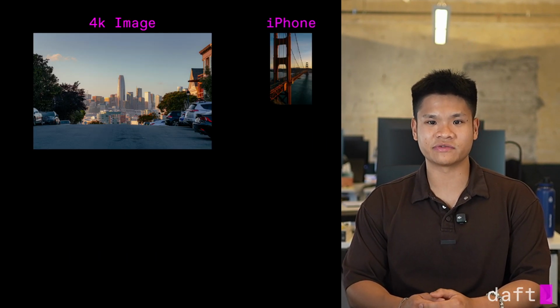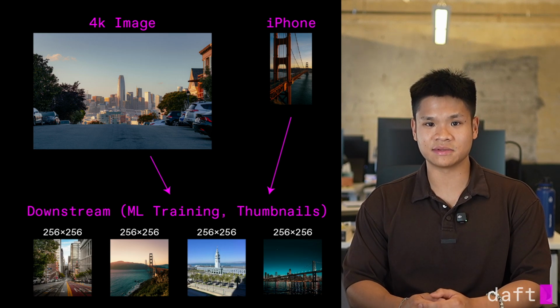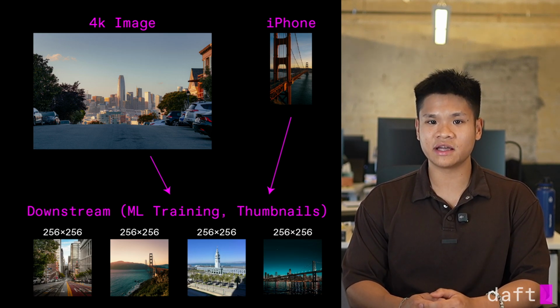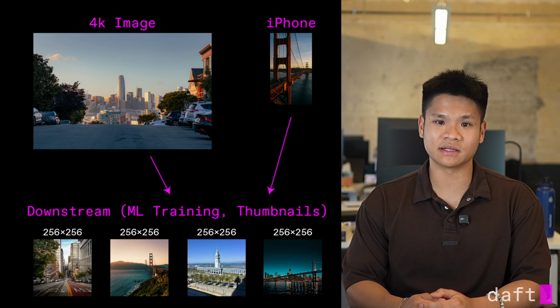Images come from everywhere. User uploads, web scraping, satellite imagery. You might have a 4K image from a professional camera or a tiny profile picture from an iPhone, but your downstream systems need them standardized. Your ML model expects 256 by 256, and your web interface probably needs some consistent thumbnails. The solution seems simple. Download the images, resize them to your target dimensions, and then just save the results.